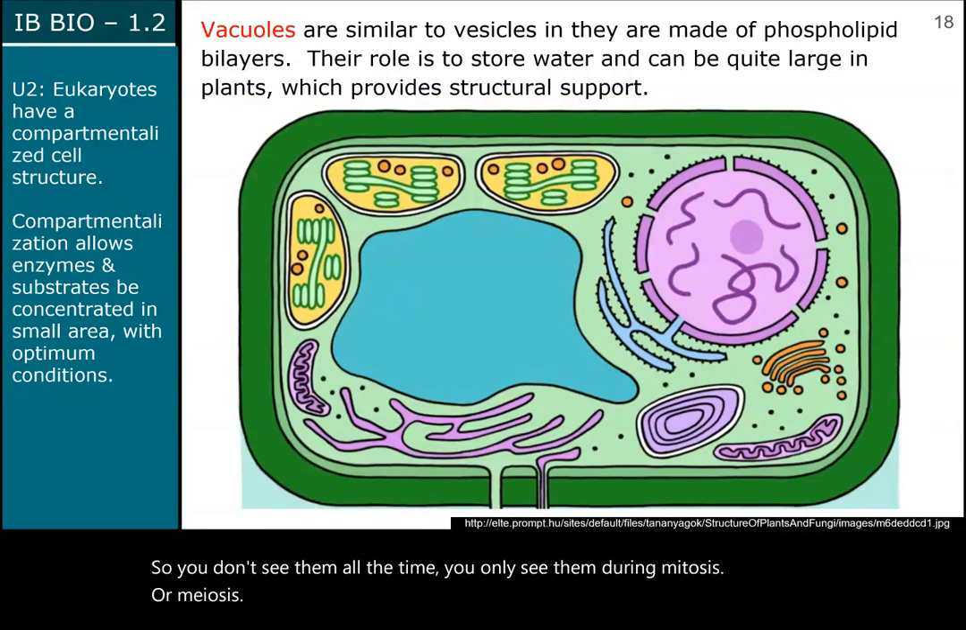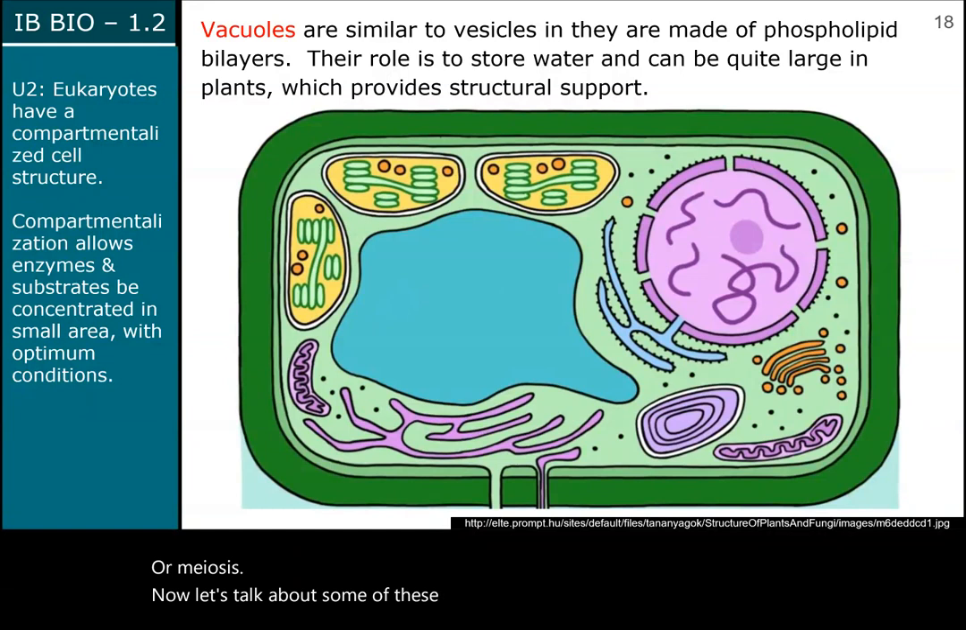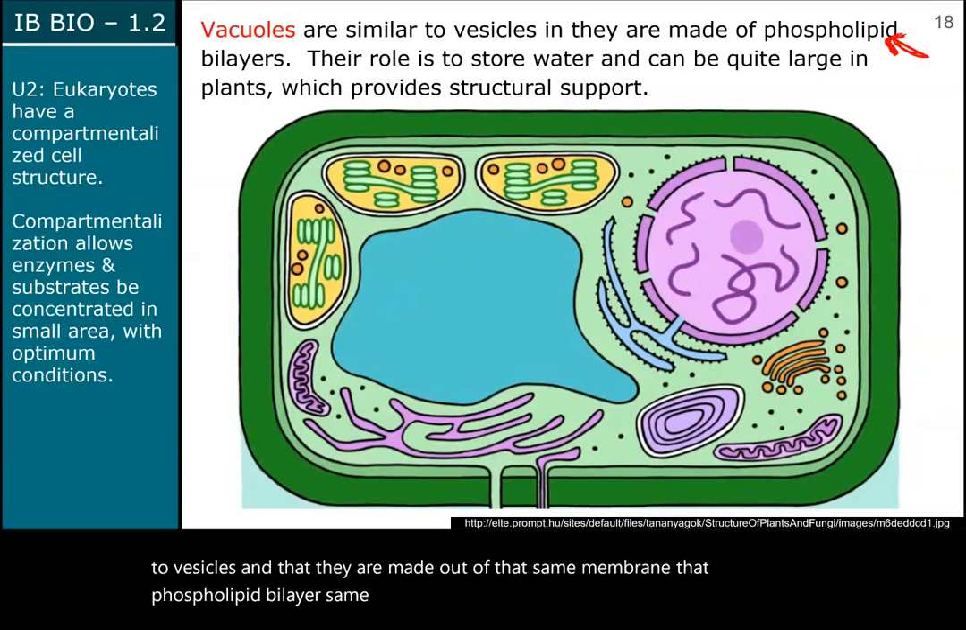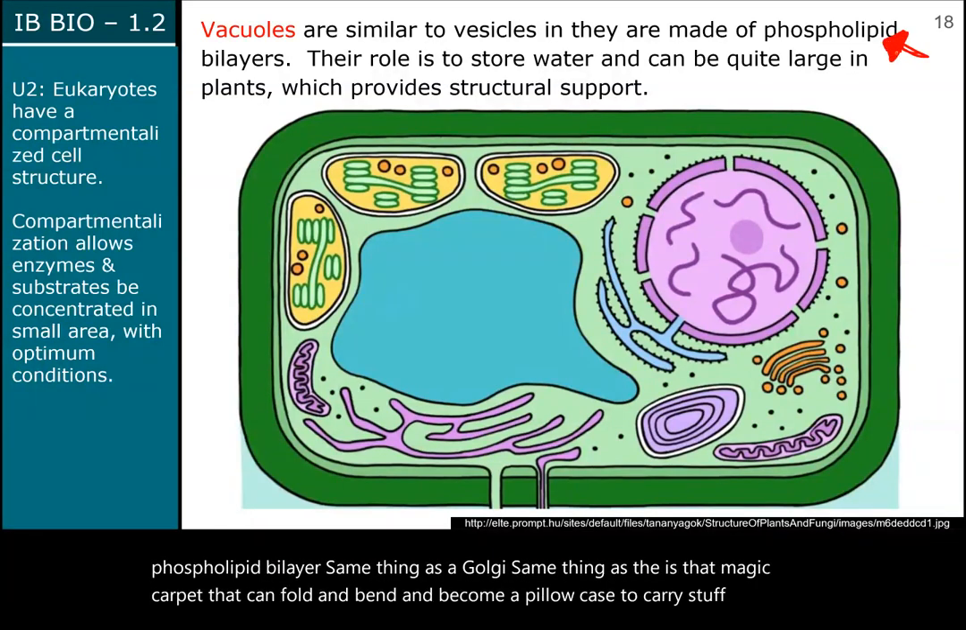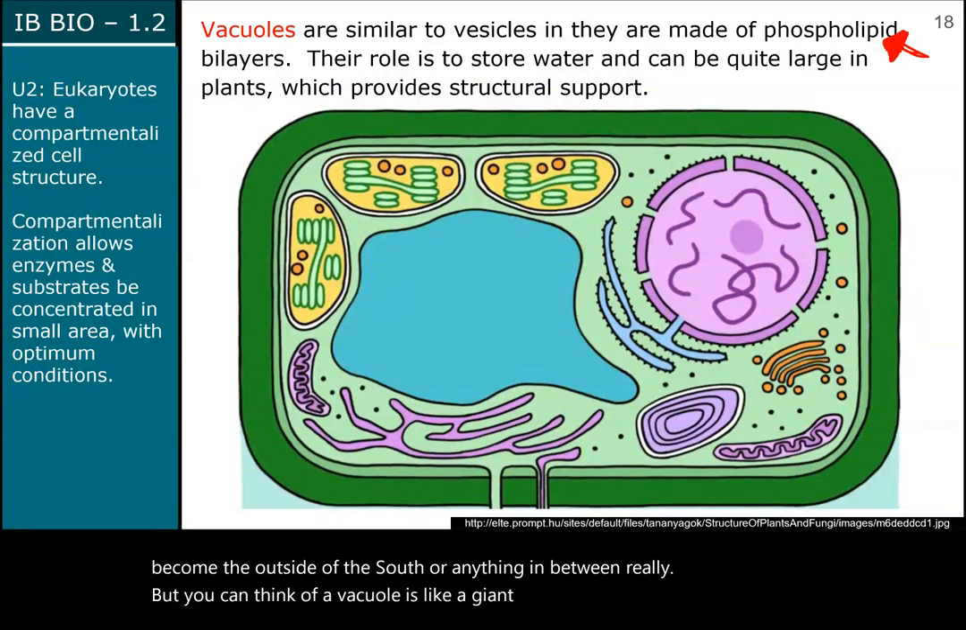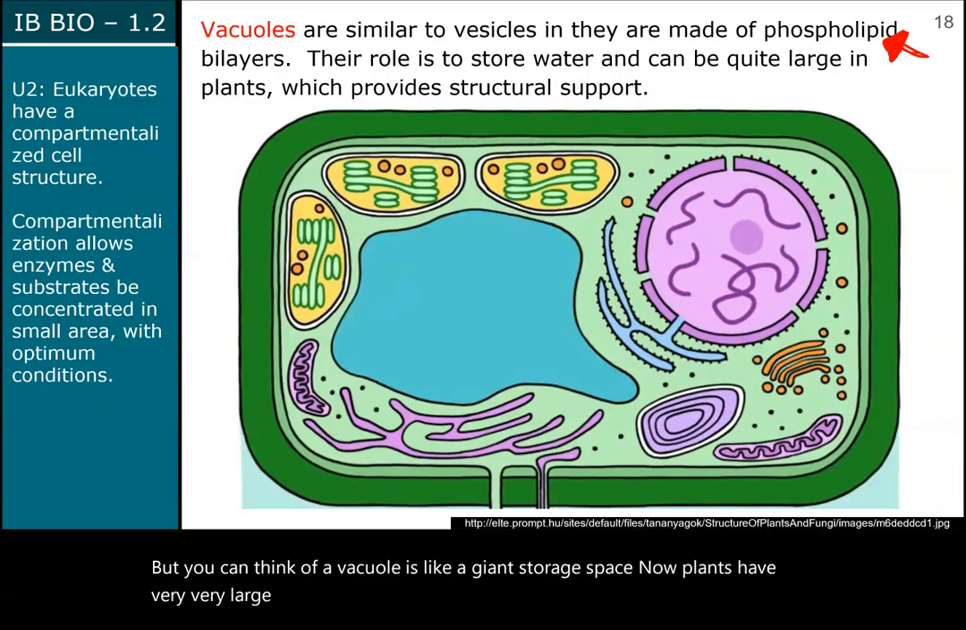Okay, so now let's talk about some of these specialized organelles. Vacuoles are similar to vesicles in that they are made out of that same membrane, that phospholipid bilayer, same thing as the Golgi, same thing as the ER. It's that magic carpet that can fold and bend and become a pillowcase to carry stuff, or it can become the outside of the cell, or anything in between, really. But you can think of a vacuole as like a giant storage space.